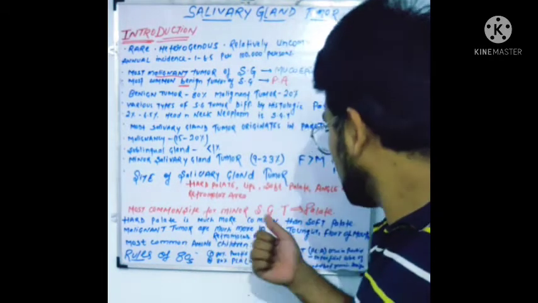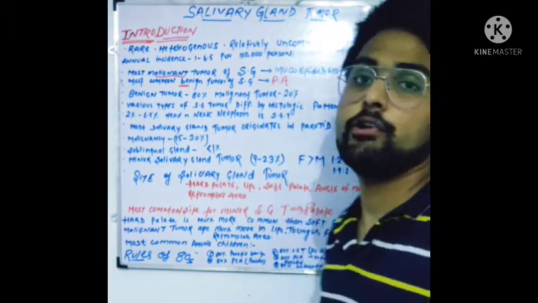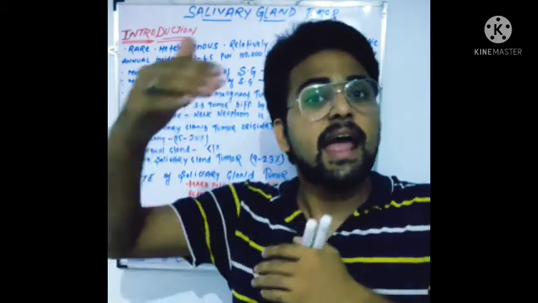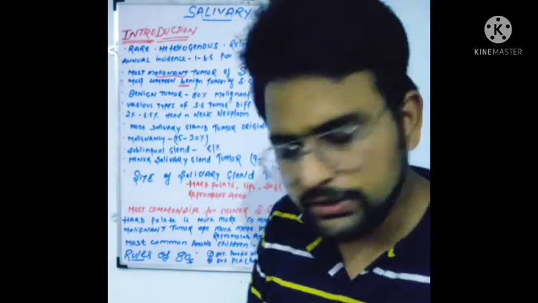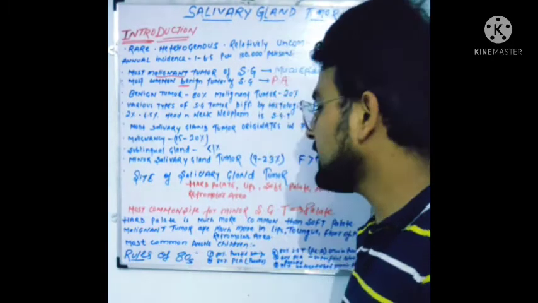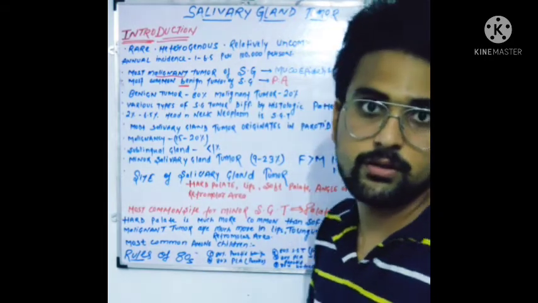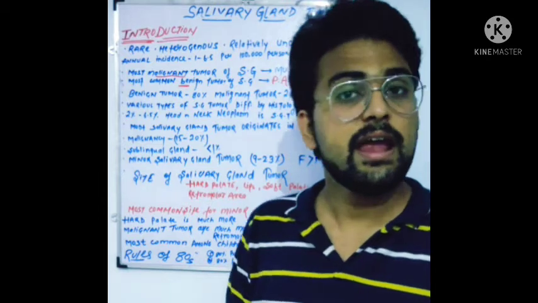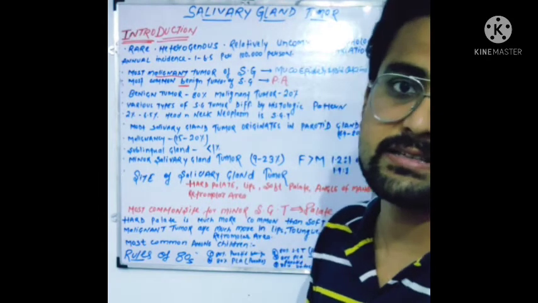Yes, the lips, the tongue, the floor of mouth and the retromolar area have a higher frequency of metastasis and a higher chance of malignant tumor. The most common tumor among children is, yes, pleomorphic adenoma.